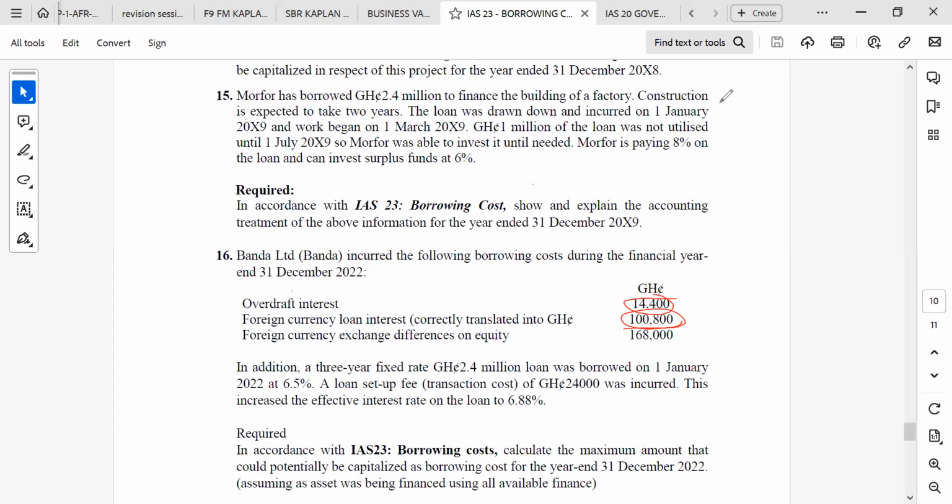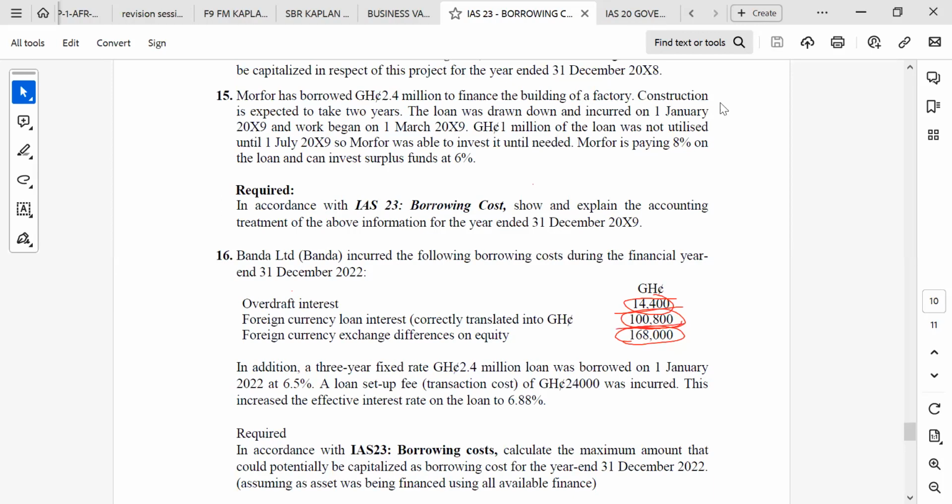Equity is not loan. Equity is not loan. That is very important. We are looking at borrowing costs, so anything that has to do with a loan. If you are using equity, that means that you are issuing your own shares. So you have sold the shares, but you are not using the cash to finance the distance. That is not a borrowing cost. So equity is not going to have any effect. But anything that is dealing with loan, borrowing cost. So we are going to have the overdraft as the first one and the foreign currency loan interest.